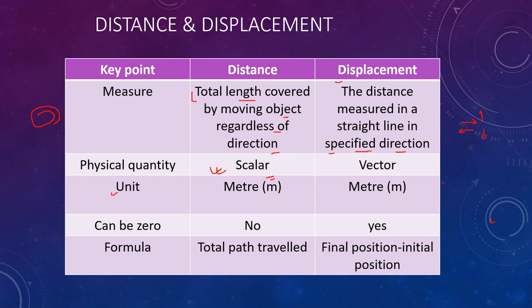The unit is the same because this is a kind of length, how much it has traveled. The important thing is that distance, if something is moving, cannot be zero. However, displacement can be zero if the final and initial positions are the same. So what is the formula of distance? The total path traveled by a moving object. And for displacement, the final position minus the initial position will give you the displacement.